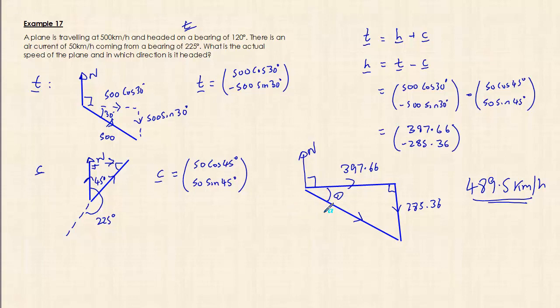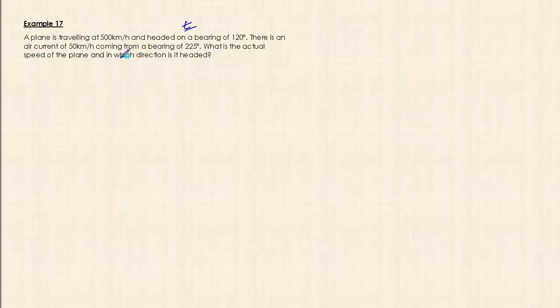Calculating the angle turns out to be 35.7 degrees. Add that to the 90, and that gives us a bearing of 125.7 degrees. We could have done this question by drawing a diagram and using the sine and cosine rules. Let's just look at that.